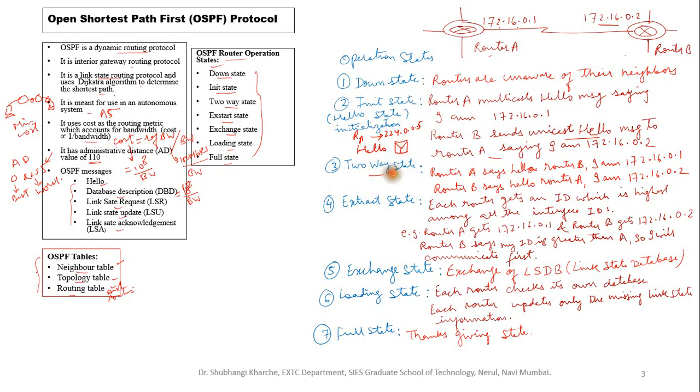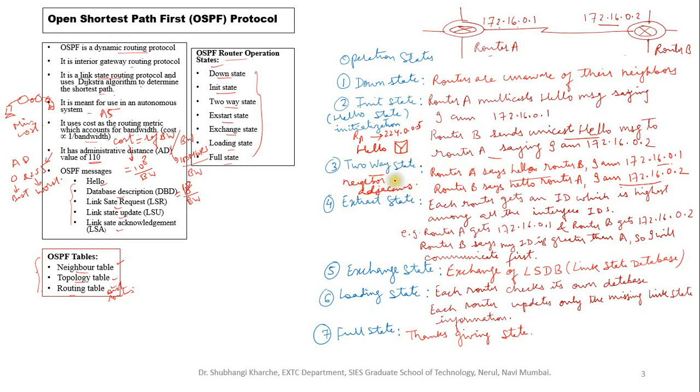In two-way state, router A says hello to router B. Router A says, "Hello, router B, I am 172.16.0.1," and router B similarly says, "Hello, router A, I am 172.16.0.2." So here in two-way state, the neighbor adjacency is developed between the neighboring routers.